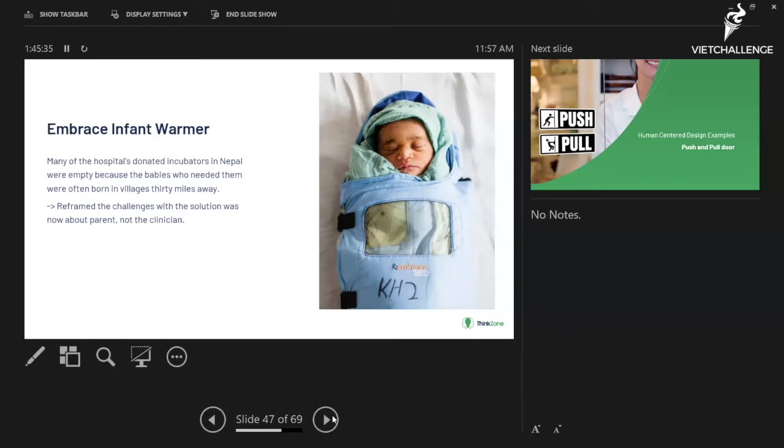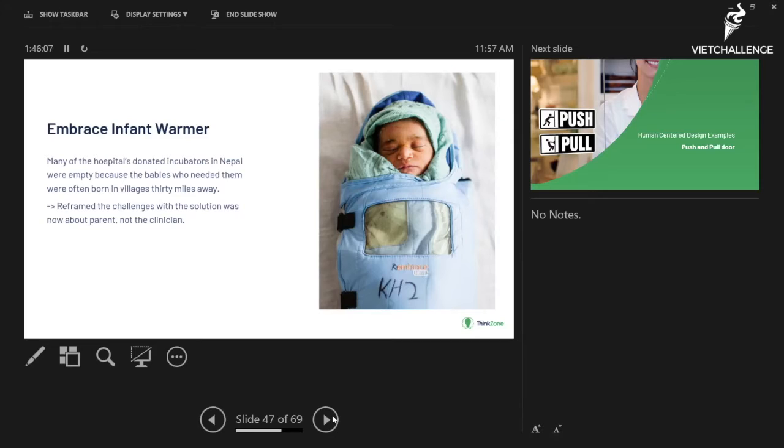So they asked themselves, okay, why is this problem then still happening? And what they found out by interviewing different stakeholders, by digging into the problem, is that many times the mothers, when they start giving birth, are at home a few kilometers away from the hospital. So when the baby is born, they don't have time to actually go 30, 50 kilometers to that hospital. So they need a solution at home. The solution is not in the hospital, the solution is at home.